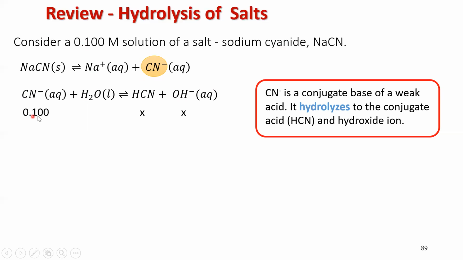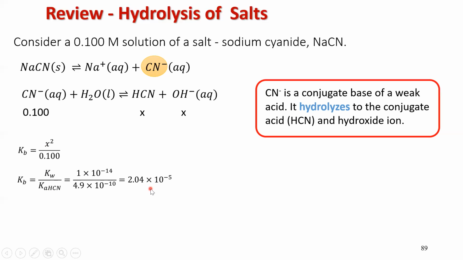So in this case, and I didn't write the whole ICE chart here, just bits of it. So we've got 0.100 for our cyanide ion. It's really minus X, but the minus X is insignificant. And X amount of our hydrocyanic acid and X amount of our hydroxide. Now, because it's a base, we would write a Kb expression. Okay, X squared over 0.100. And then we can solve for X. Okay, actually we were given, I didn't give it to you, if the Ka is 4.9 times 10 to the minus 10, if we divide that into Kw, that'll give us Kb.